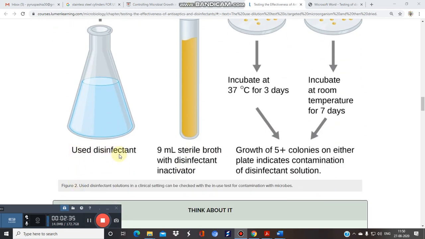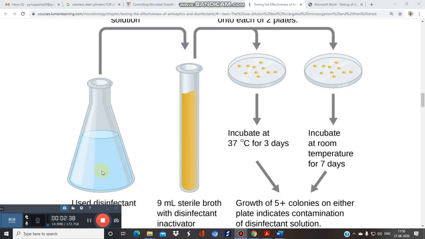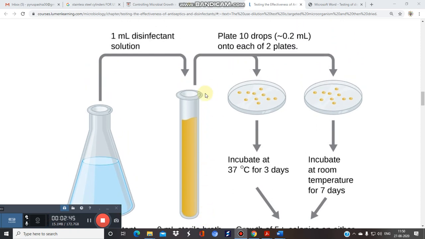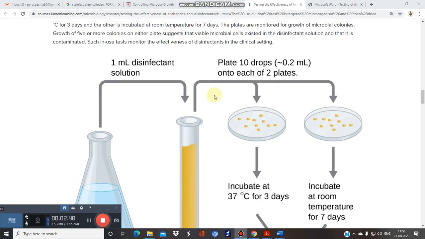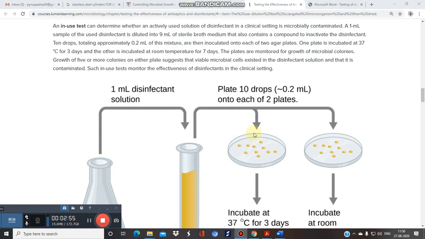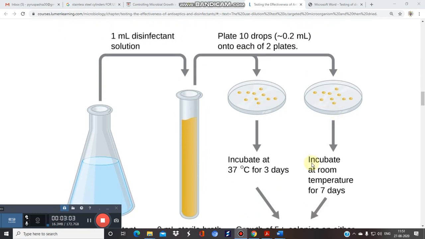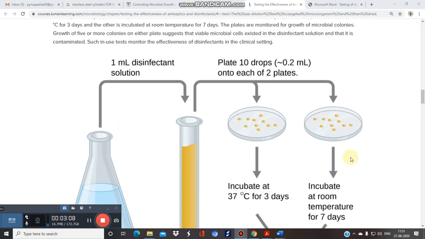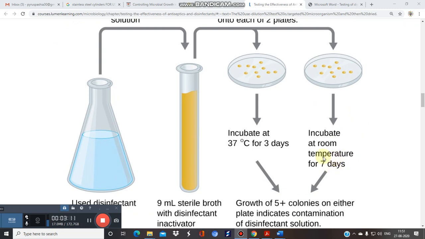See again, this is the used disinfectant that should be tested. 1 ml of this disinfectant is added to 9 ml of disinfectant inactivator in sterile broth. Out of this mixture, we take drops onto two agar plates, which contain agar, a solidifying medium. We place 10 drops onto each of the two agar plates: 1, 2, 3, 4, 5, 6, 7, 8, 9, 10. This plate is incubated at 37 degrees Celsius for 3 days, whereas this second agar plate is incubated for 7 days at room temperature.